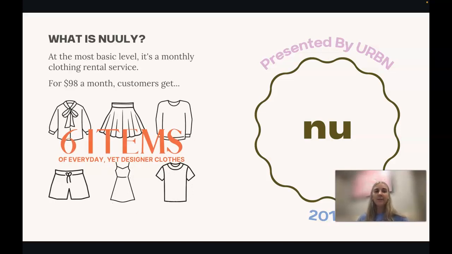Users sign up for the service, browse Nuuly's vast collection of clothing, choose 6 items, get those items shipped to their home, wear them for about a month, and then they get sent back in the same reusable box in which they came. As of May 2023, Nuuly has 150,000 subscribers, and it's experienced growth really quickly.